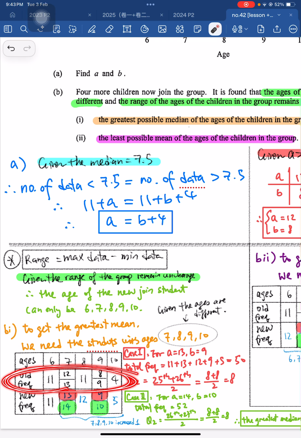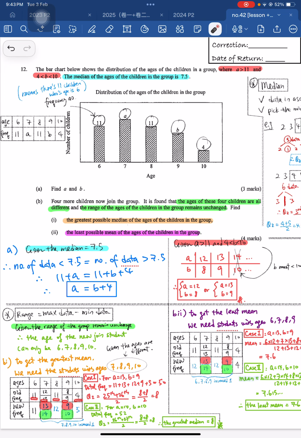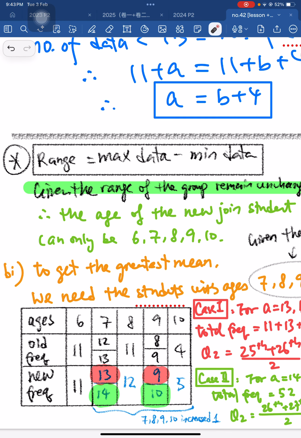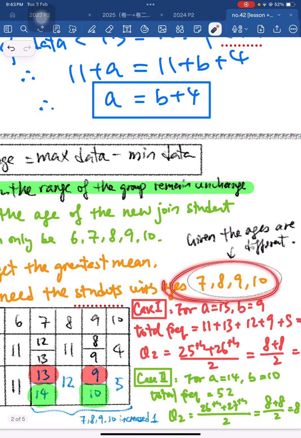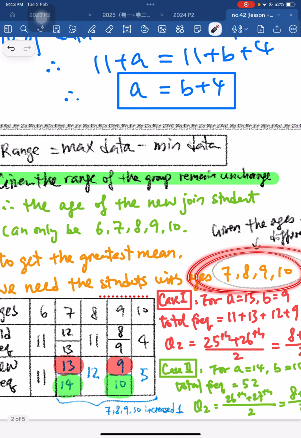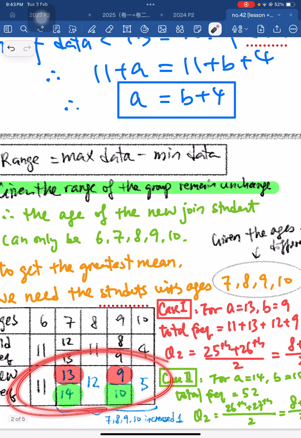Before the 4th student comes in, the old frequency is going to be 11, 12, 11, 8, 4. Or we can have 11, 13, 11, 9, 4, because we have 2 different cases of A and B, isn't it? So you need to separate the different cases. But for both of the cases, we need to add the frequency of 7, 8, 9, 10, isn't it? So it becomes this new set of frequencies.